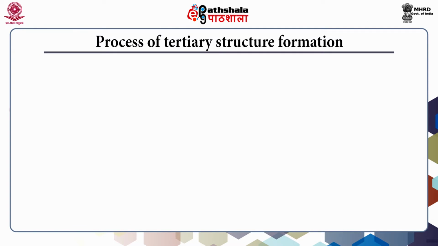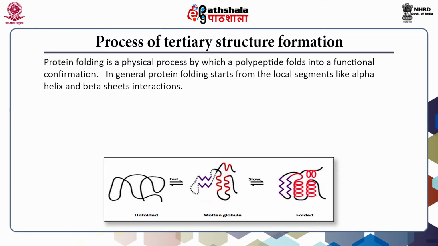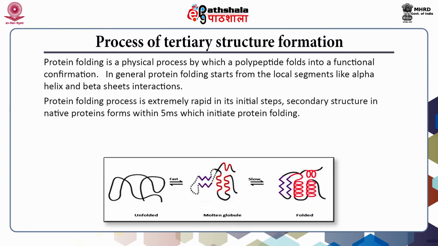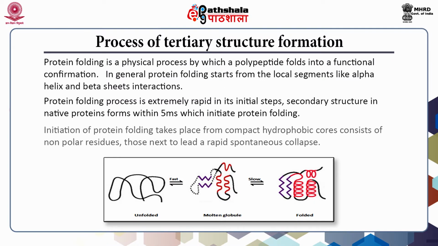Process of tertiary structure formation. Protein folding is a physical process by which a polypeptide folds into a functional conformation. In general, protein folding starts from the local segments like alpha helix and beta sheet interactions. The process is extremely rapid in its initial steps. Secondary structure in native protein forms within 5 minutes, which initiates protein folding. Initiation of protein folding takes place from compact hydrophobic cores, consisting of nonpolar residues. These lead to a rapid spontaneous collapse.